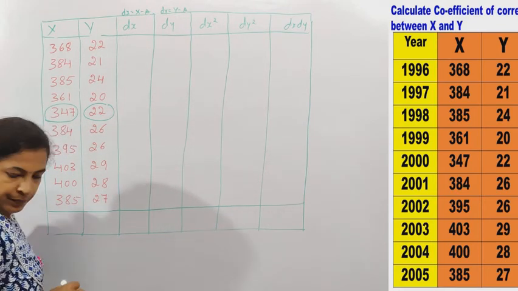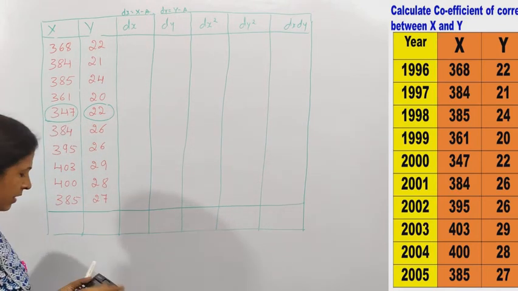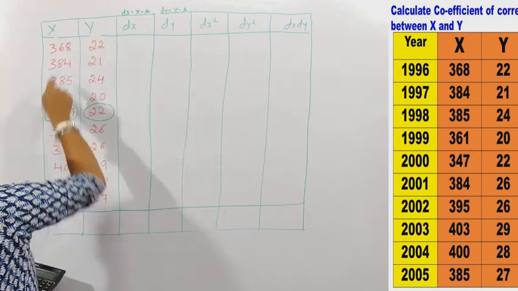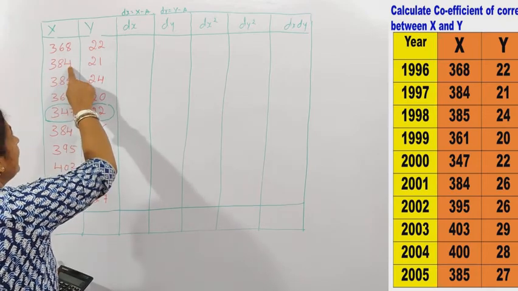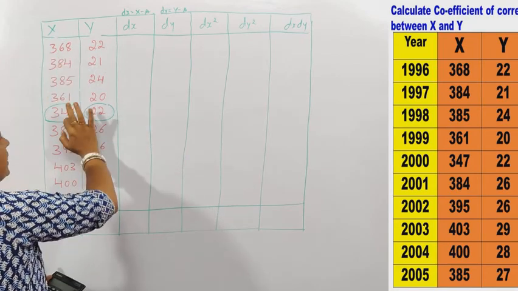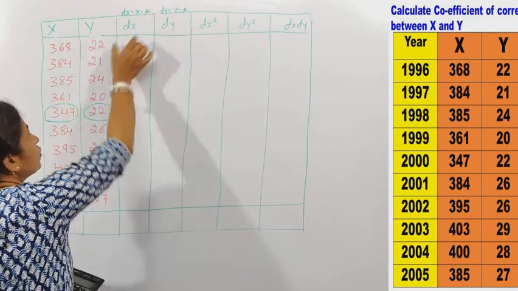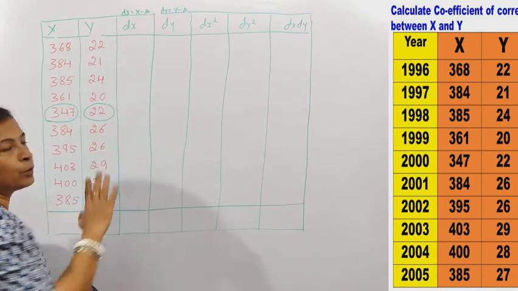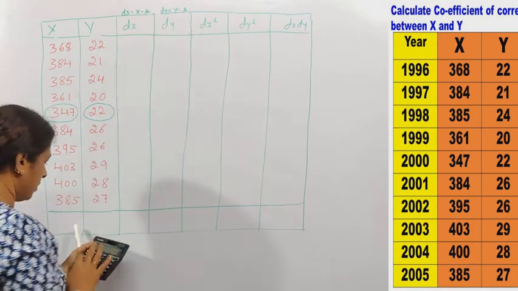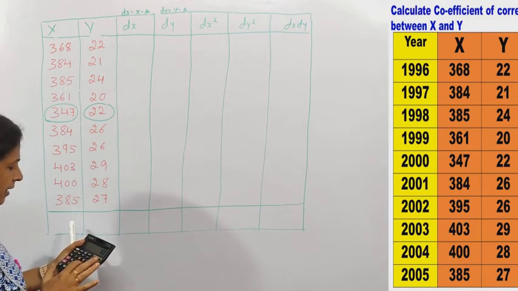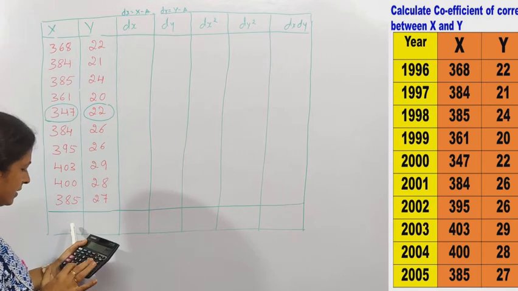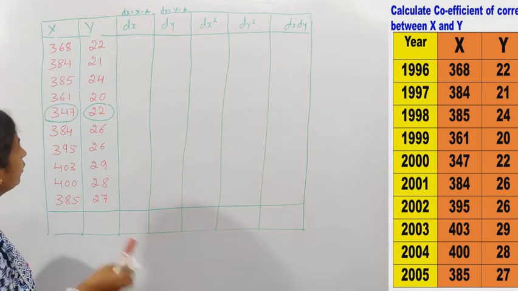Next step is we have to calculate the dx and dy columns, right? dx means x minus a. What are the x values? 368, 384. These are the x values. From each value in the x series, we have to deduct the assumed mean to get the dx column. The same process can be repeated to get the dy column. Okay. 368 minus 347 is equal to 21.